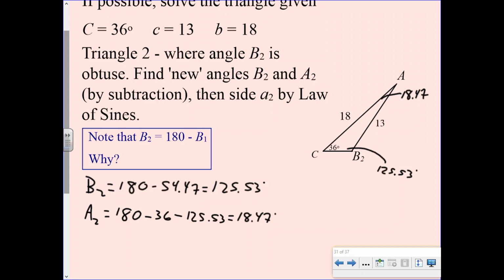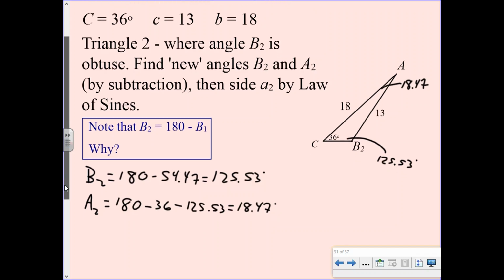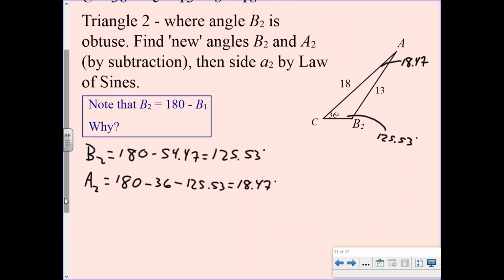And now all I have to find is my side A2, that little tiny side on the bottom there. And again, that's just the normal law of sines. We do have to do that again. So I'm going to go back to my original, what I'm given. I know that for angle C and side C, so sine of 36 over 13 is equal to the sine of 18.47 over side A, and that's going to be A2.